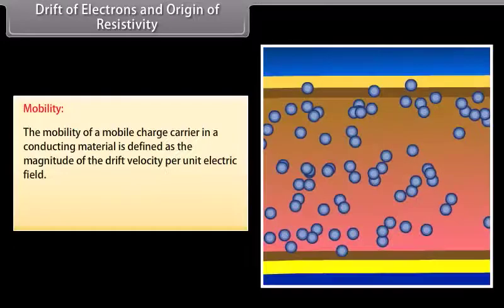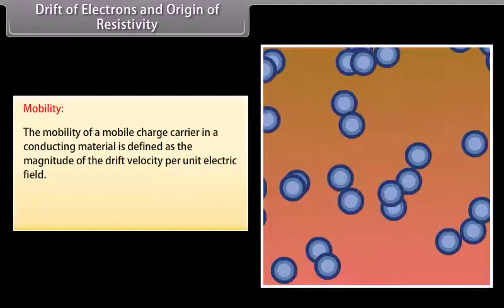Mobility. The mobility of a mobile charge carrier in a conducting material is defined as the magnitude of the drift velocity per unit electric field. Mobility, mu, is equal to Vd upon E, which is equal to e tau upon m.